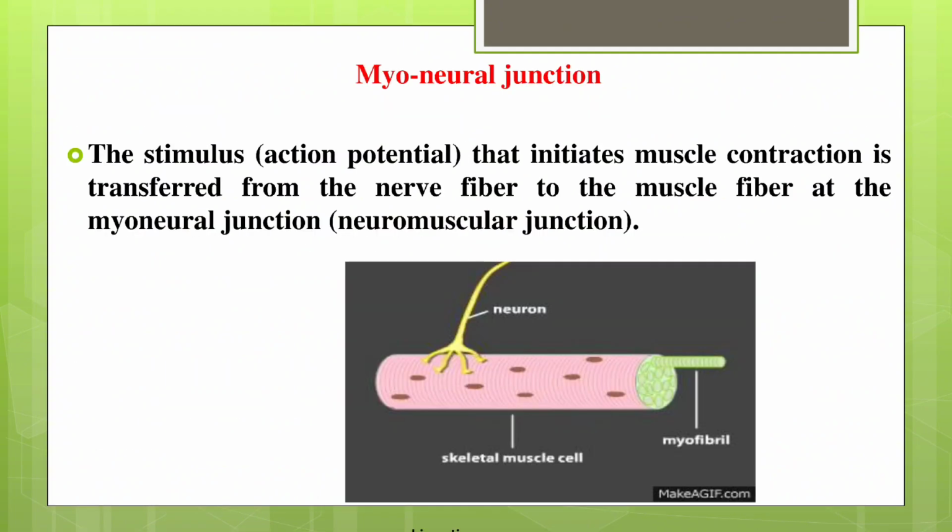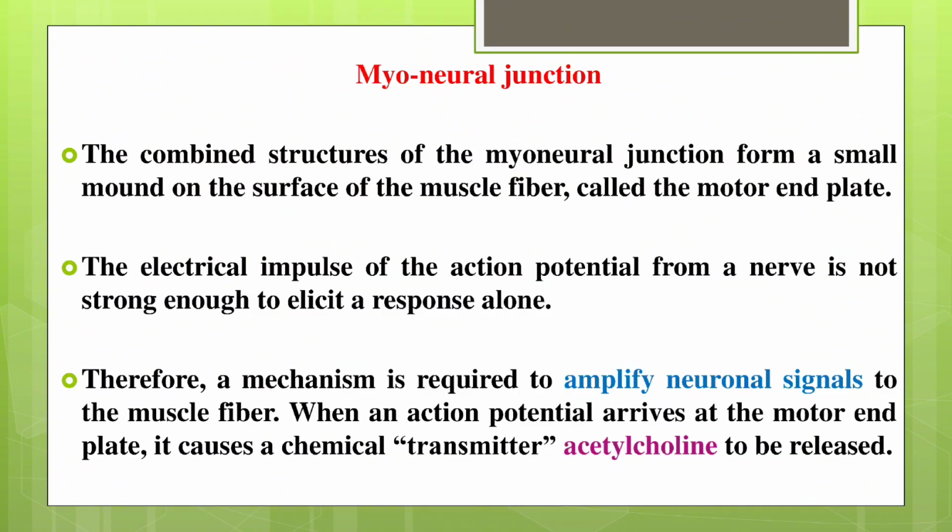Myoneural junction. The stimulus, the action potential, that initiates muscle contraction is transferred from the nerve fiber to the muscle fiber at the myoneural junction or neuromuscular junction. The combined structures of the myoneural junction form a small mound on the surface of the muscle fiber, called the motor end plate. The electrical impulse of the action potential from a nerve is not strong enough to elicit a response alone. Therefore, a mechanism is required to amplify neuronal signals to the muscle fiber.